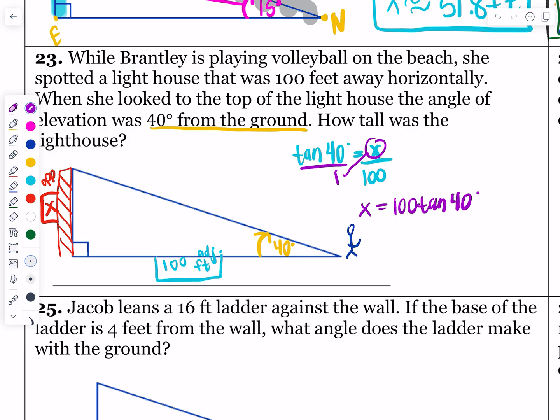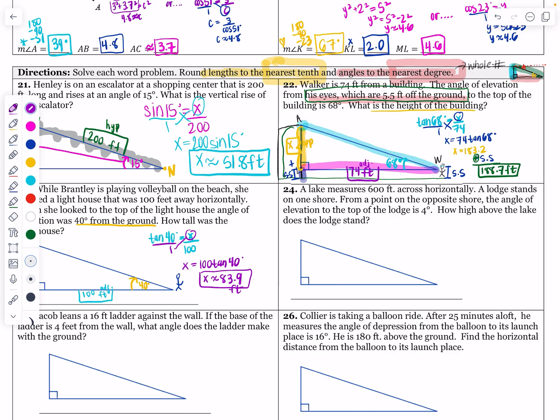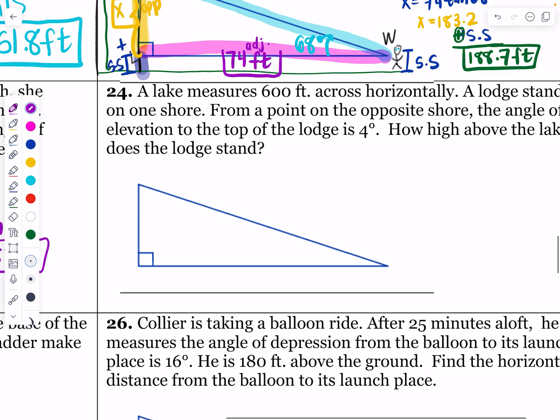100 tangent of 40 is going to be equal to, to the nearest tenth, 83.9 feet. Does that make sense in regards to our picture? It does, because that is the other leg. So 83.9 feet. We want to round that to the nearest tenth because sides are being rounded to the nearest tenth, side lengths. Okay? All right, it says that a lake measures 600 feet across horizontally.